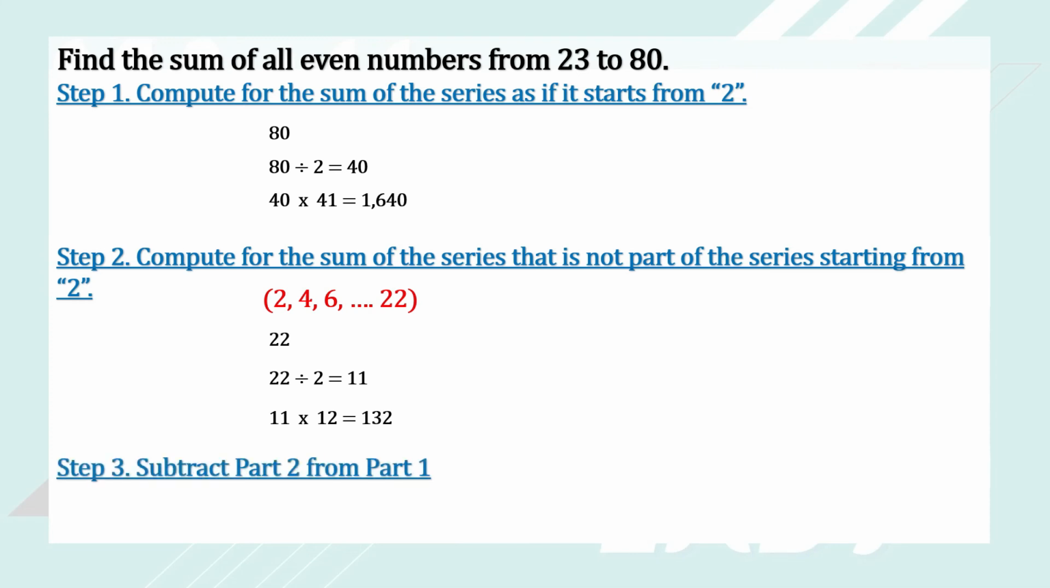Step 3, subtract part 2 from part 1. So, 1,640 minus 132, our answer is 1,508.